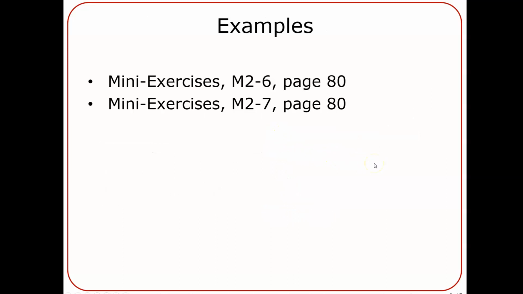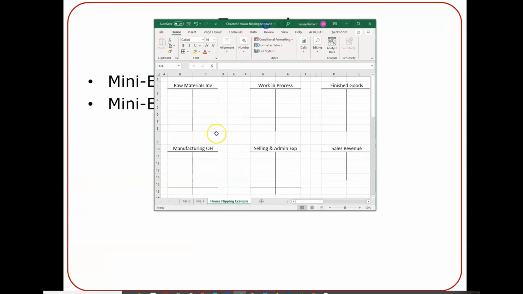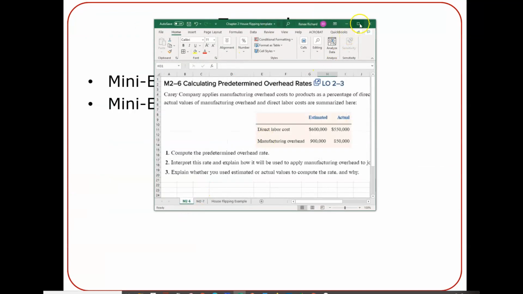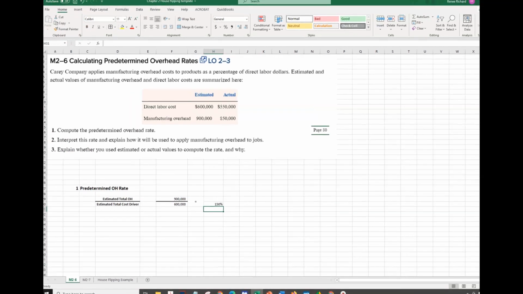Let's do a couple right now. We're going to do mini exercises. And these are in your textbook, but I will also upload this spreadsheet that has the examples in it. So we're going to do M2-6, where we calculate estimated overhead rates or predetermined overhead rates.